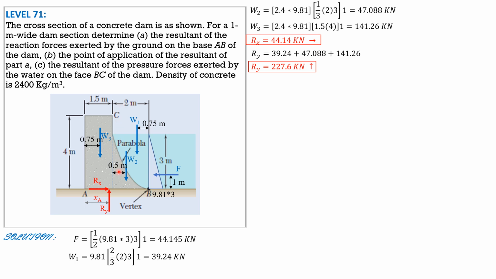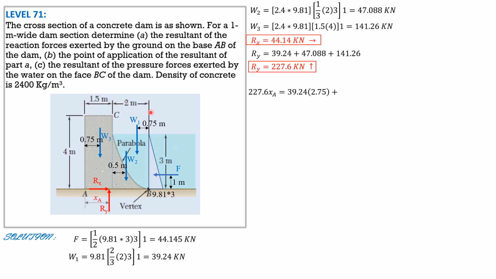And let's use Varignon's theorem here to solve for XA. So Ry times XA, which is clockwise, equals the clockwise moments of the components minus the counterclockwise moment of the component, which is F. So F will be treated negative here. The moment of F about A is treated negative. So 227.6 times XA equals weight 1, 39.24 times 2.75.